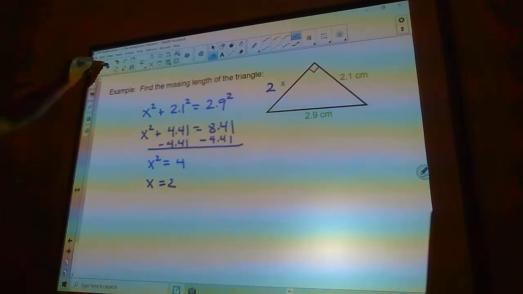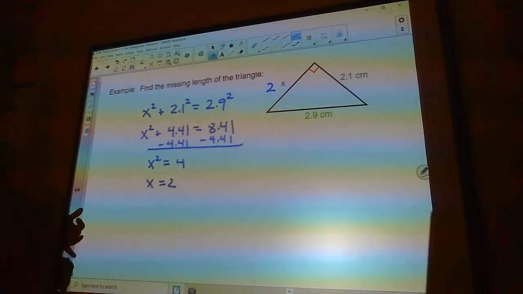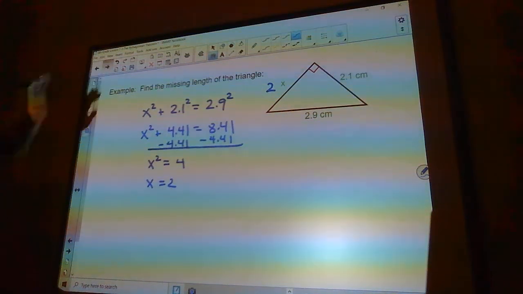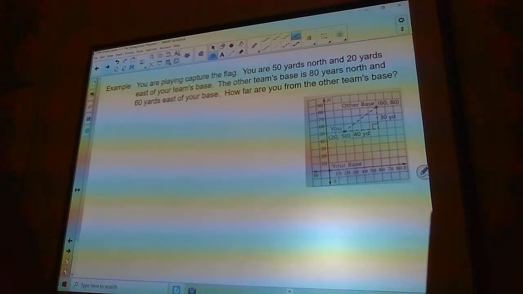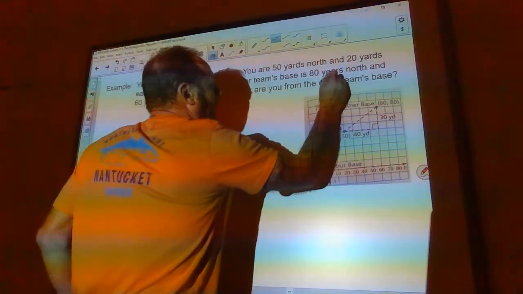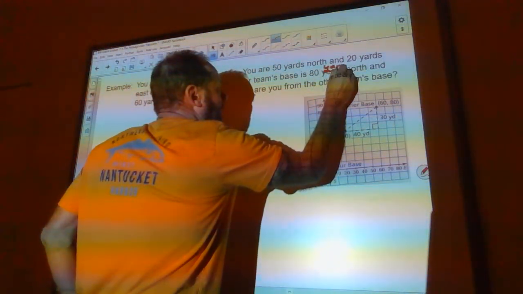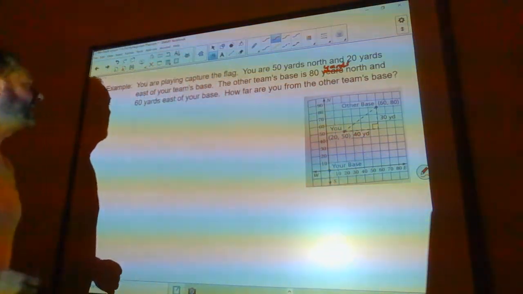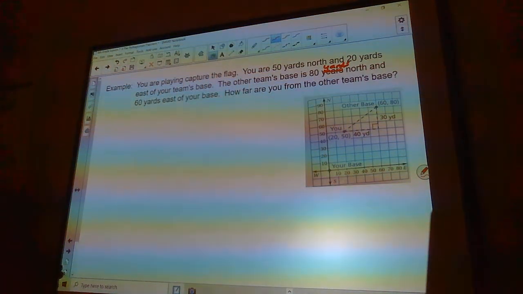All right, so I can find a leg or I can find a hypotenuse using the Pythagorean theorem. All right, you're playing capture the flag. You are 50 yards north and 20 yards east of your team's base. The other team's base is 80 yards north and 60 yards east of your base. How far are you from the other team's base?